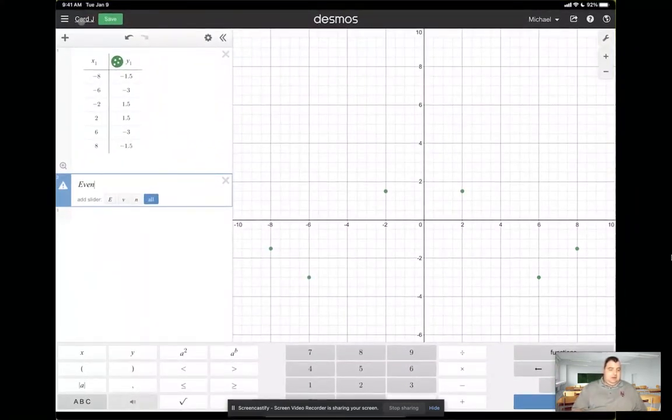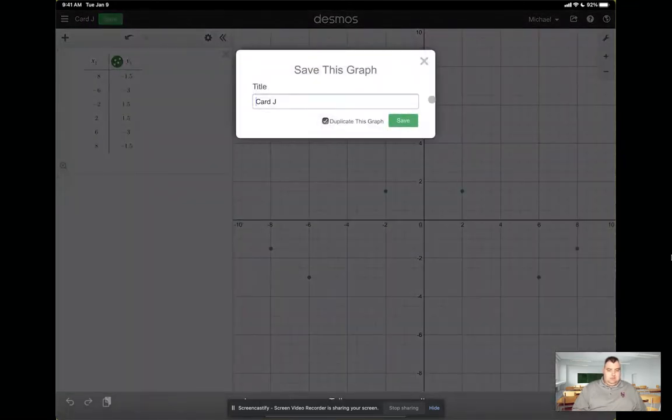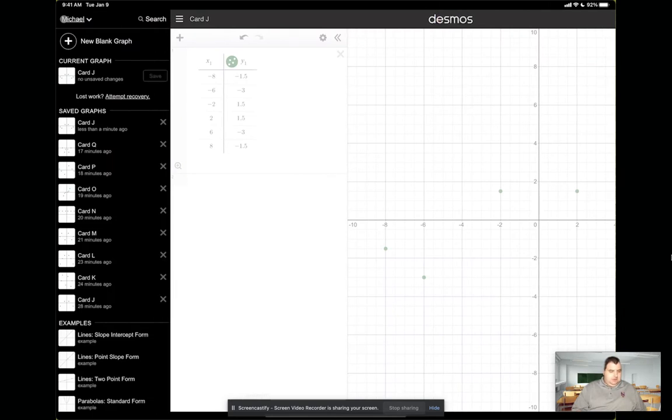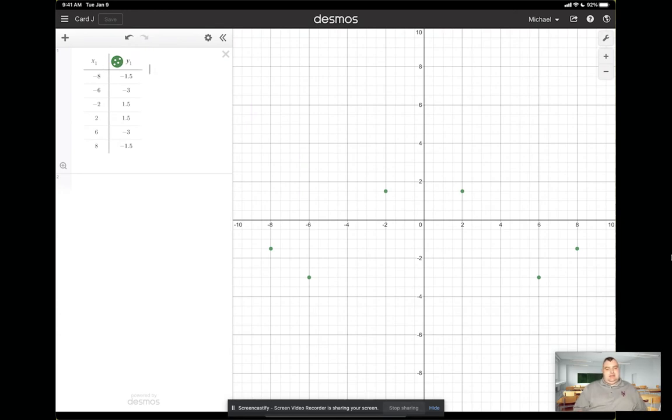Okay, here is card J. So here is card J, which is the first example. And the way I did that is on Desmos, if you click on this plus sign in the upper left-hand corner of your screen, you can add a table. And it'll create this table, and you literally put in your X and Y values. And notice it actually plots the points on the graph for you so you can look at the graph.